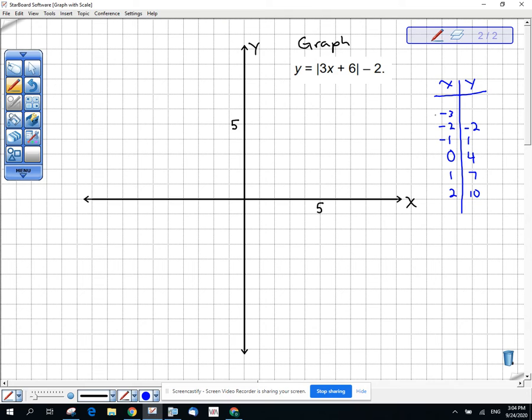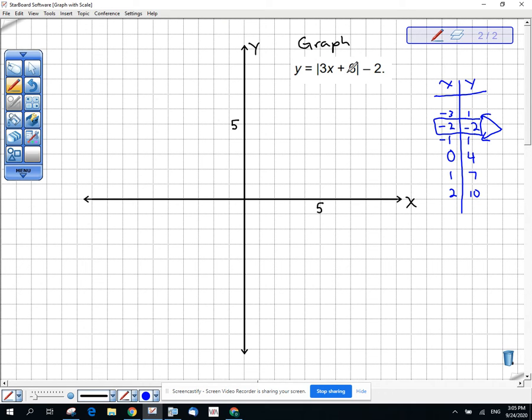Plug in a negative 3. I'm starting to write small because I'm running out of room. But here's where the absolute value is going to have to actually work, okay? Negative 3 times 3 is negative 9, plus 6 would be negative 3. The absolute value would be 3. That's the first time that the absolute value changed negative to positive. So that's 3 minus 2, which is 1. And you see this? That means that this is the vertex, okay?